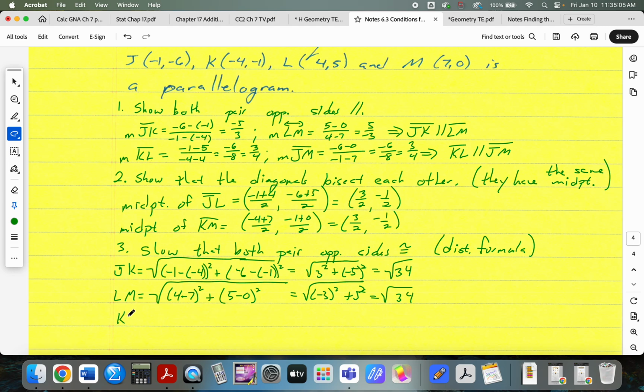The length of KL is going to be the square root of negative 4 minus 4 squared plus negative 1 plus 5 squared. It's the square root of negative 8 squared plus 4 squared. Let's see, that's 64 and 16. That's the square root of 80. And then segment JM is our last one.